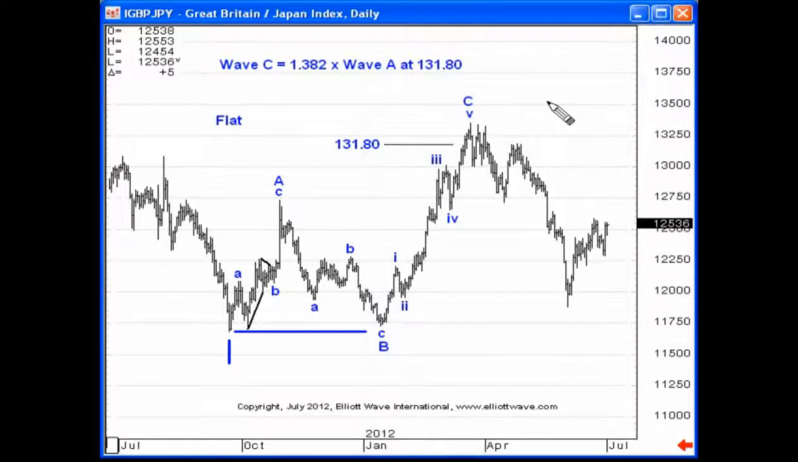What I tend to find with respect to the C wave multiples of wave A is that it's typically equality to about 1.382. But again, here's a good example: three waves up, three waves down, followed by a five-wave structure. This is a nice example of a flat correction.